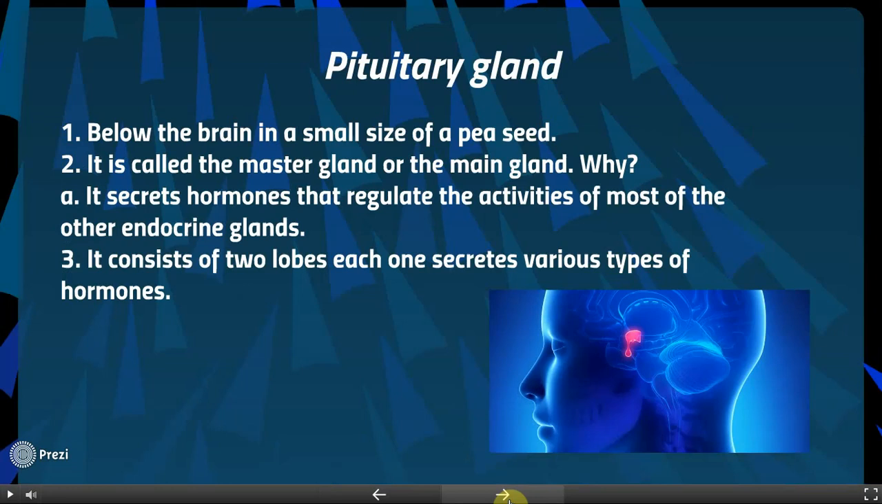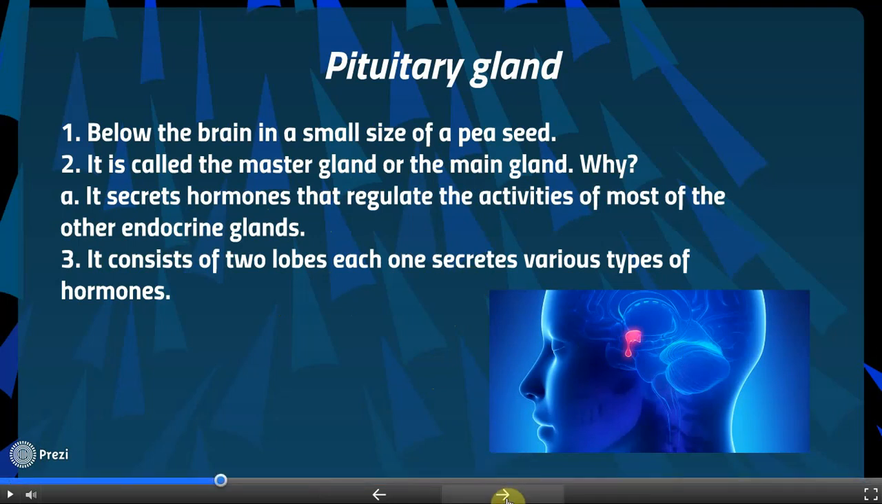Starting with the master gland, which is the pituitary gland. Below the brain, this is the location, and it's very small, as illustrated in this figure, at the size of a pea seed. It's called the master gland or the main gland. Why? Because it secretes hormones that regulate the activities of most of the other endocrine glands. It consists of 2 lobes, each one secretes various types of hormones.